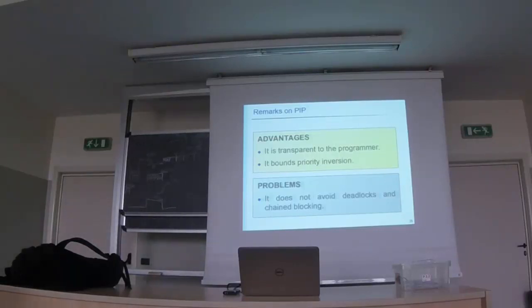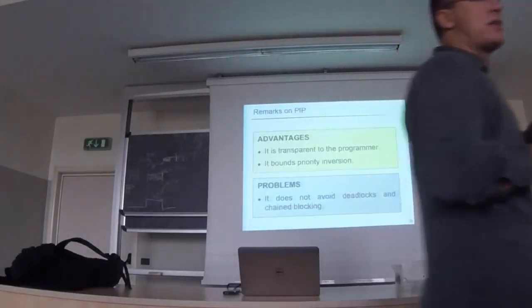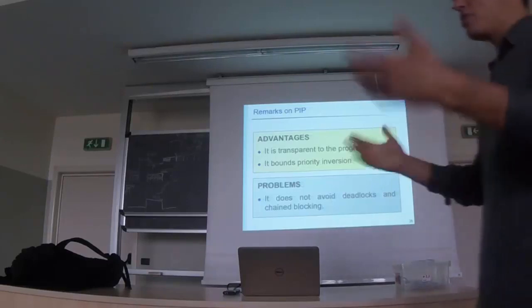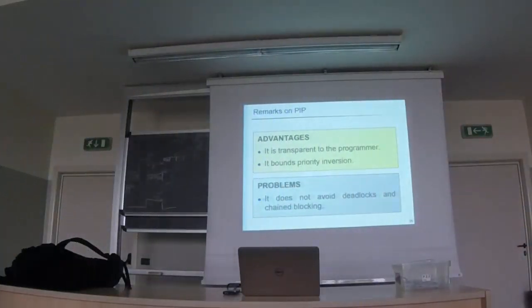How can we compute blocking? It's easy, right? The minimum between n and m. So we take the largest n or m critical sections on the resources that can cause blocking on me, and then I just inflate the response time accordingly. It is not difficult, and it is transparent to the programmer.